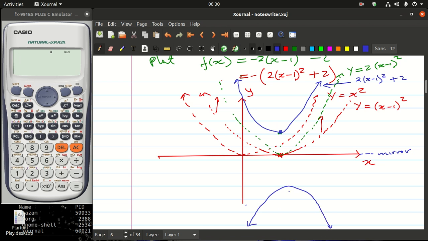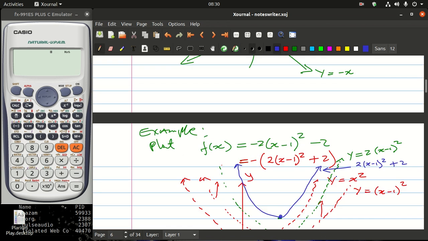That's how you end up combining these things. And of course, this one is the original function, which is f of x is equal to minus 2(x minus 1) squared plus 2, which is the same as minus 2(x minus 1) squared minus 2. So this is the final image that we're looking for.